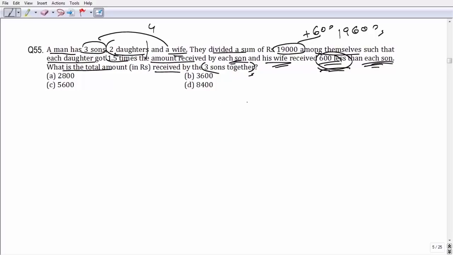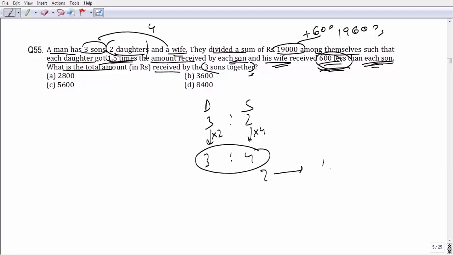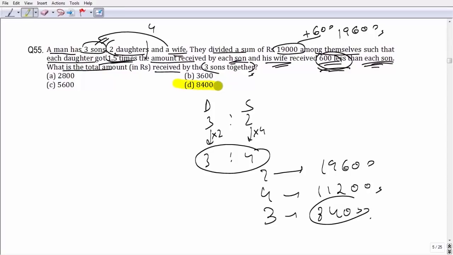Now, let's just say that son and daughter have a ratio of 2:3 for the amount that each person gets from this 1.5 times. So, the total amount given away would be twice of this and 4 times of this, which leaves the final ratio to be 3:4. Now, this sum of 7 units is 19,600 rupees, which leaves the value of 4 to be 11,200 rupees, with which we can say that the value of 3, that is for the three sons, would be 8,400 rupees, leaving behind option number D as your answer.